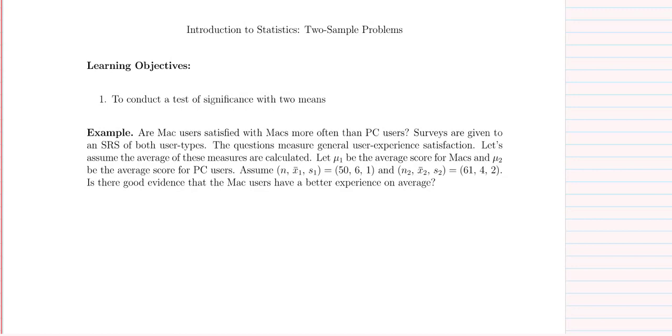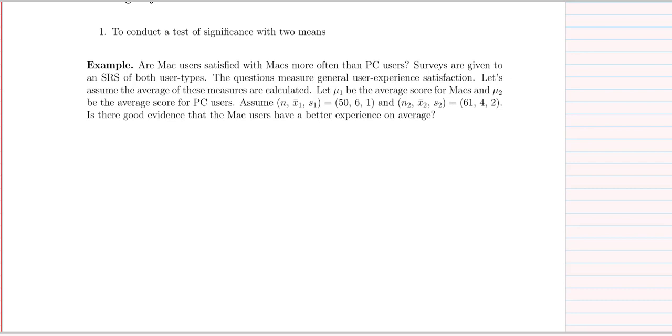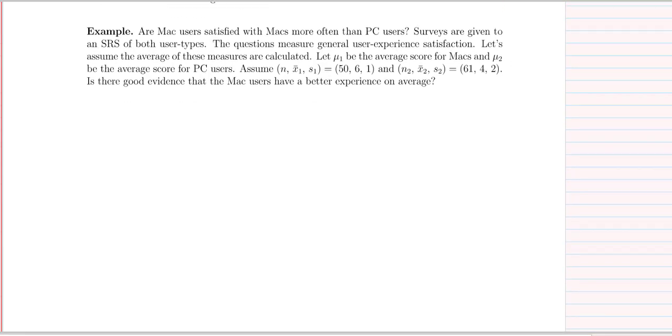In this video, we're going to conduct a test of significance involving two samples. Here we want to answer the question: are Mac users satisfied with Macs more often than PC users are satisfied with PCs, not PC users are satisfied with Macs? Surveys are given to an SRS of both types of users. The questions measure general user experience satisfaction.